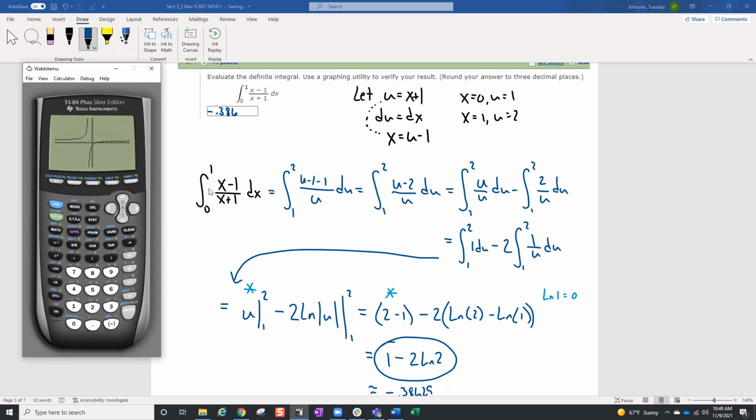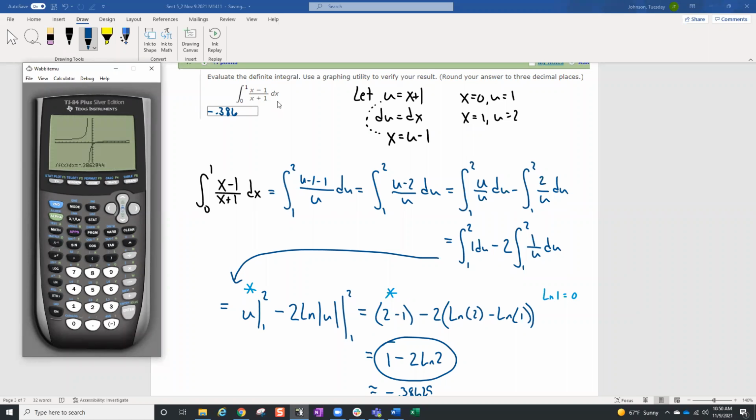And then we're going to find the value of this integral. We're going to go to calculate. It's in blue, so I'll use the second function trace. Option number 7 is the integral. Our lower limit, because I'm using x here, I'm not using the u. I'm using the original. Lower limit, x is 0. Upper limit, x is 1. Negative 0.3862944.